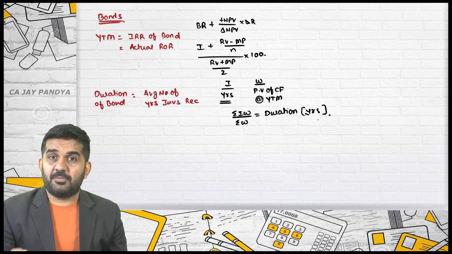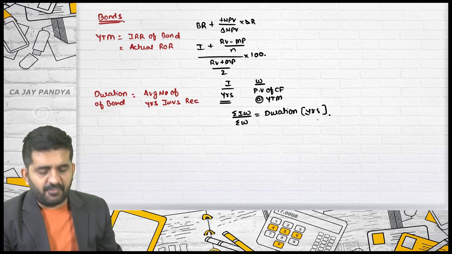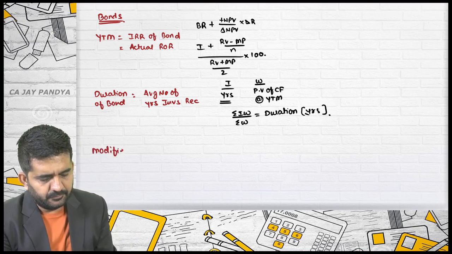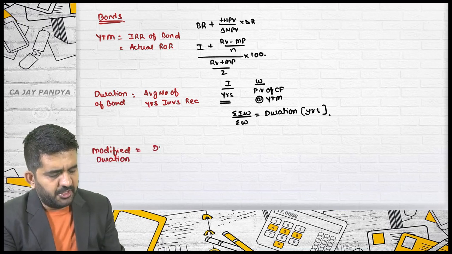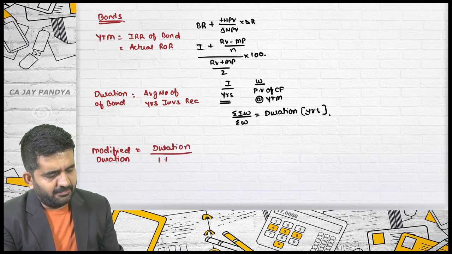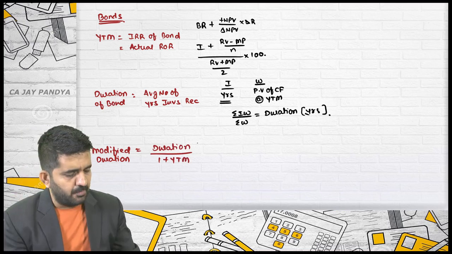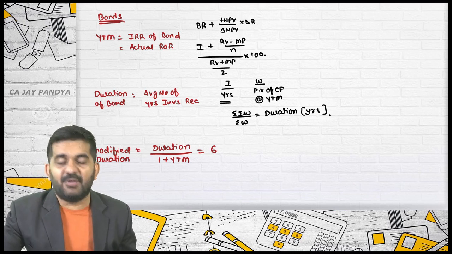It is also a measurement of risk. The higher the duration, the higher the risk. Then we went on to learn modified duration. What was modified duration? It is Maclaurin's duration divided by 1 plus YTM. If this Maclaurin's duration is 6, always revise this.